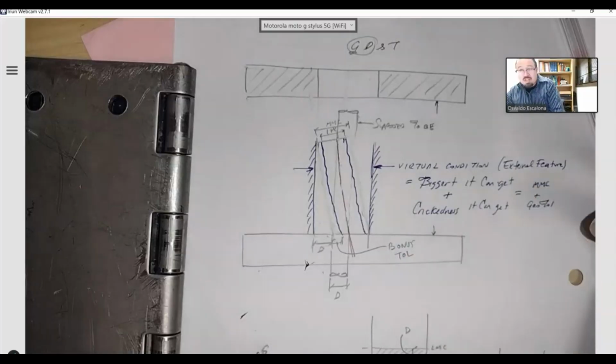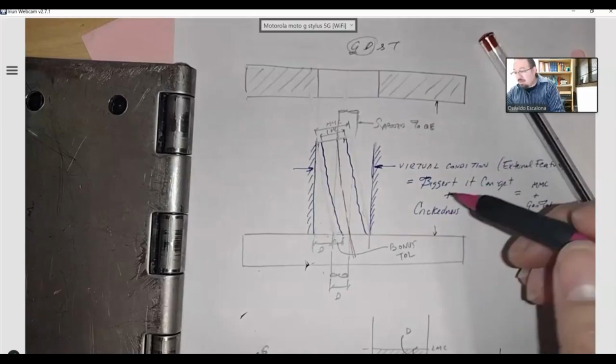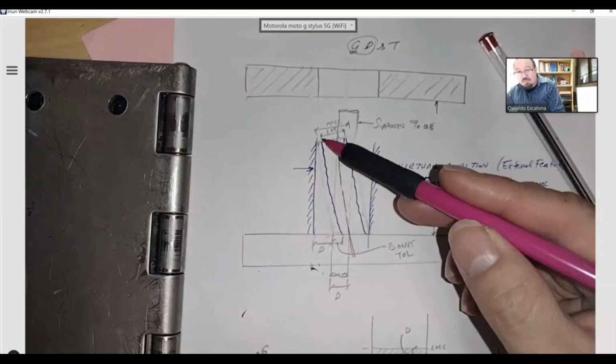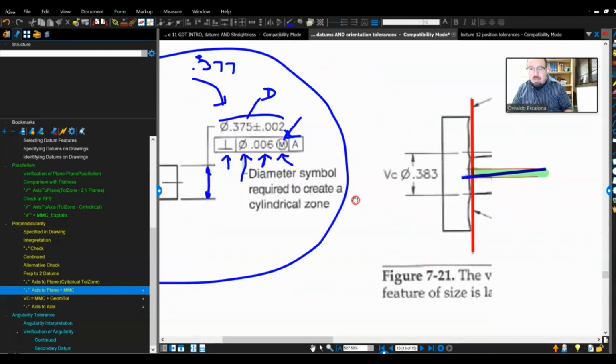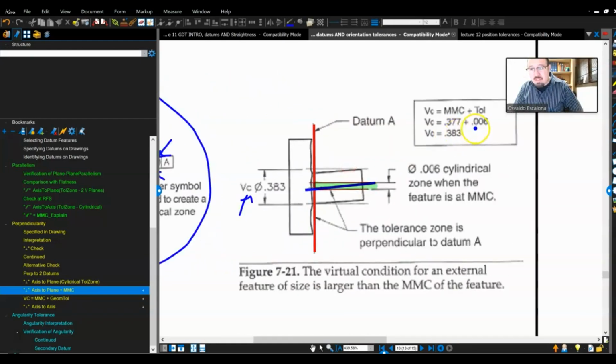What is the bonus tolerance? How far away you move from the MMC. In this case, because I have an external feature, it is how far I got from the biggest I can get, because I went from MMC to LMC. Mathematically, you guys even notice a VC right there? That is what the VC stands for, the virtual condition: the biggest I can get plus the crookedest I can get. What is the biggest I can get? 0.377. The crookedest I can get is at the tolerance, which is what you see here, and it gives you your maximum boundary.